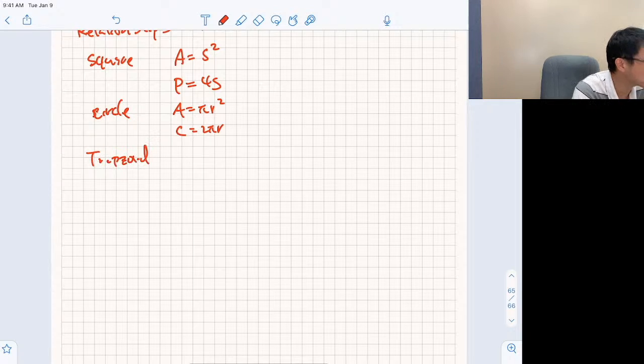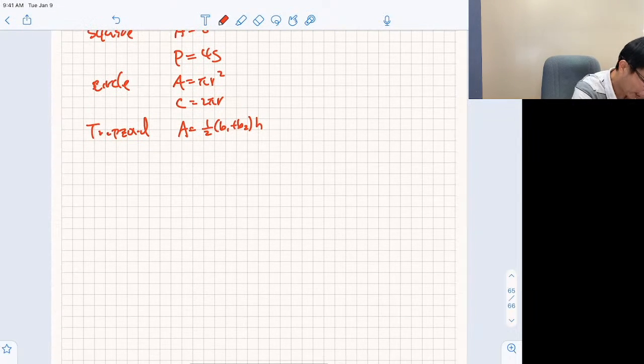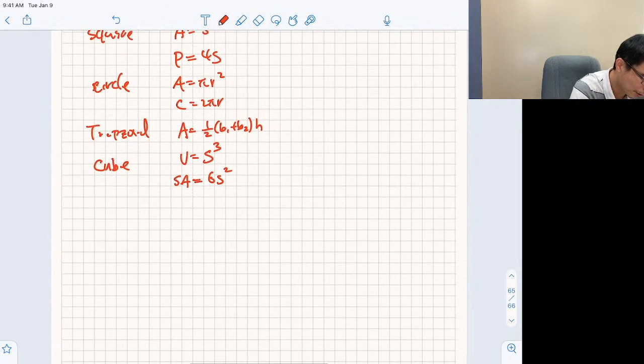Let's go to a trapezoid. This is the useful trapezoid rule, which those of you remember from last year. The area is equal to 1/2 times base 1 plus base 2, times the height. Do you remember that? Okay, let's talk about three-dimensional shapes. A cube. What is the volume of a cube? Side cubed, good. What would be the surface area of a cube? Area times 6, like a dice. There are 6 sides, so it'll be 6 times side squared.